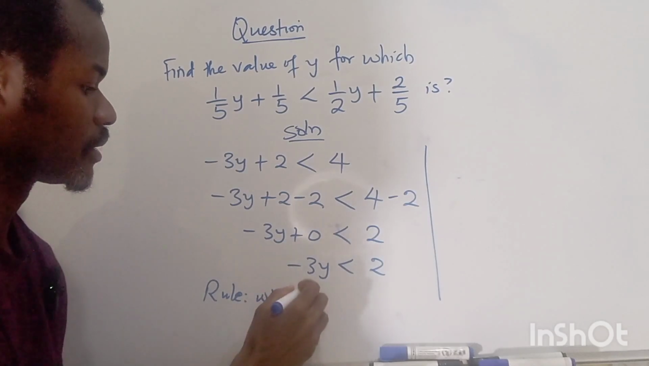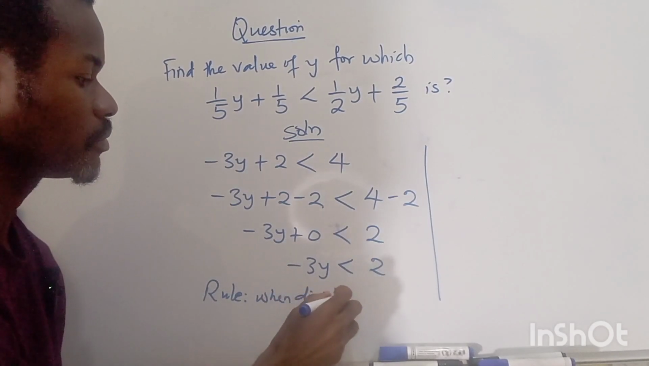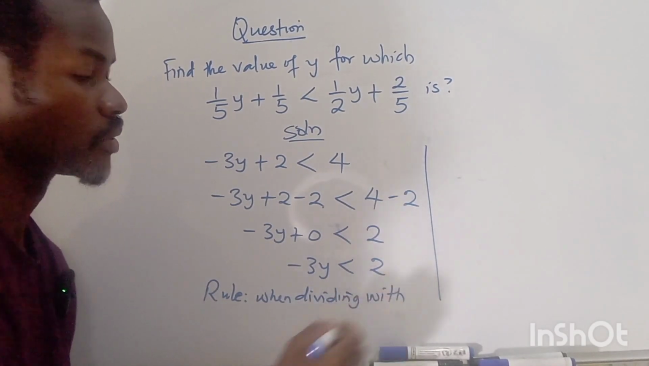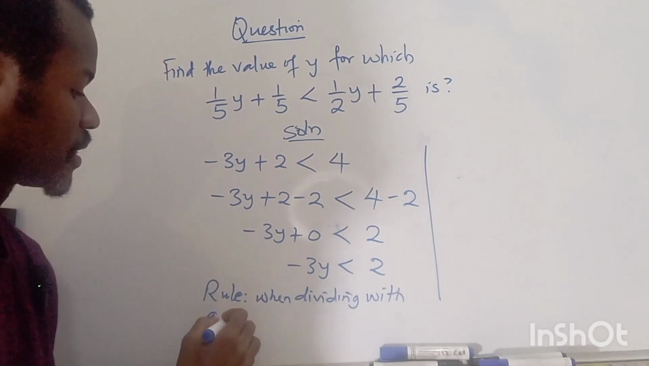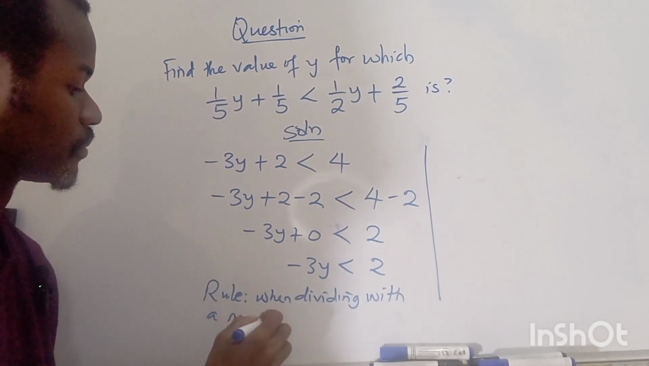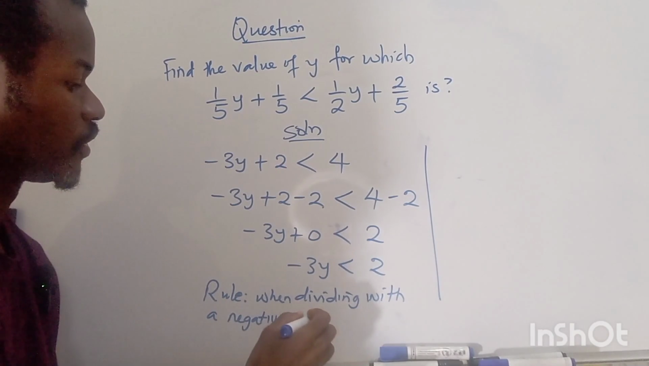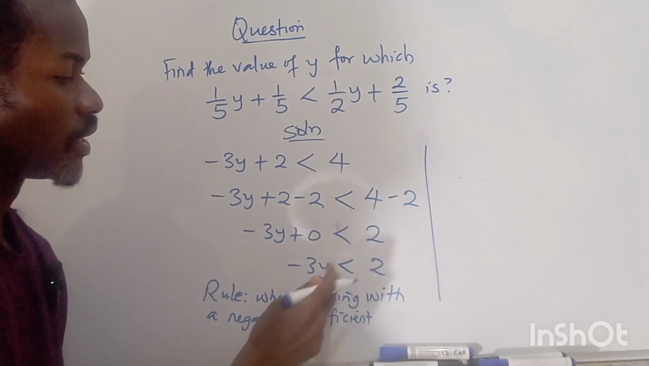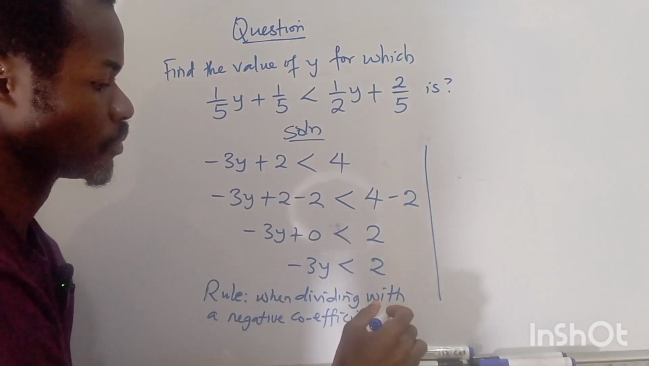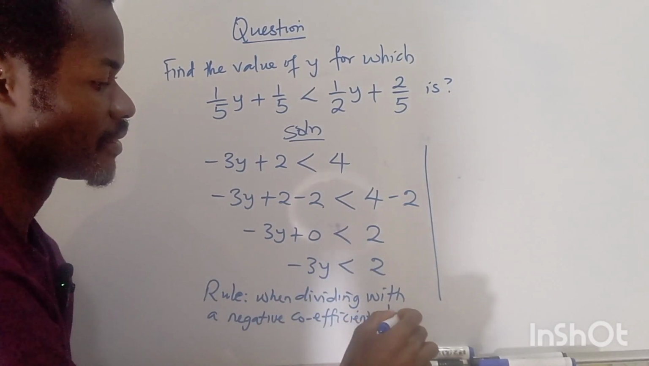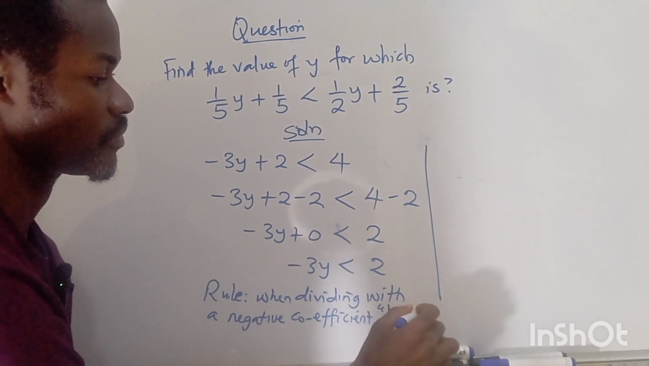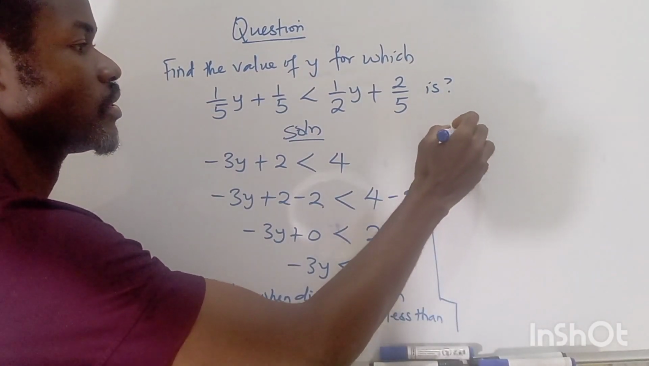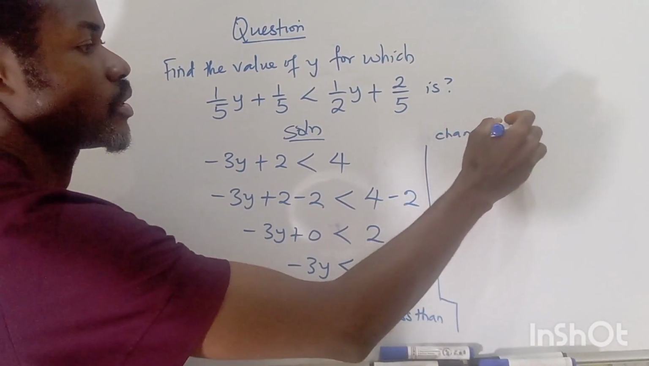When dividing with a negative coefficient, the less than sign changes to what?